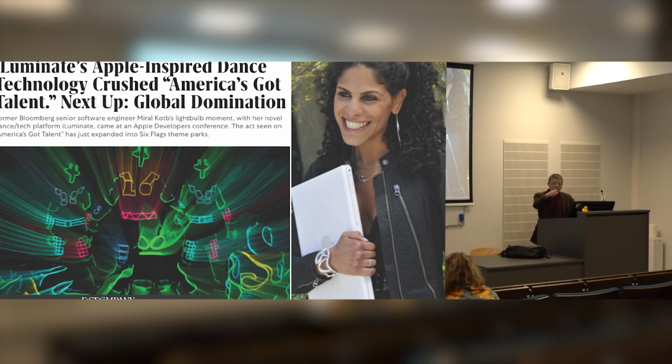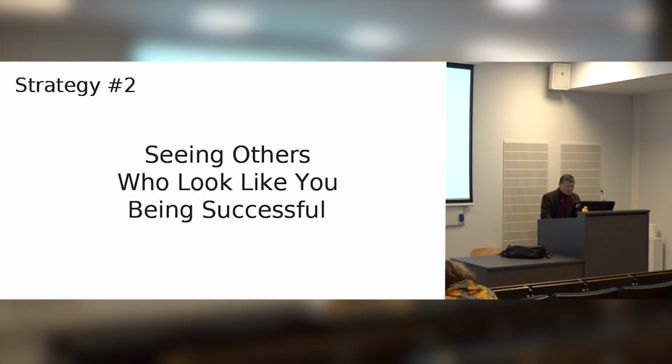You can use code in all of these other disciplines. And so I like to give kids this broader context of how their skills can be useful. So that strategy number one was positive role models. The second strategy is seeing others who look like you being successful.